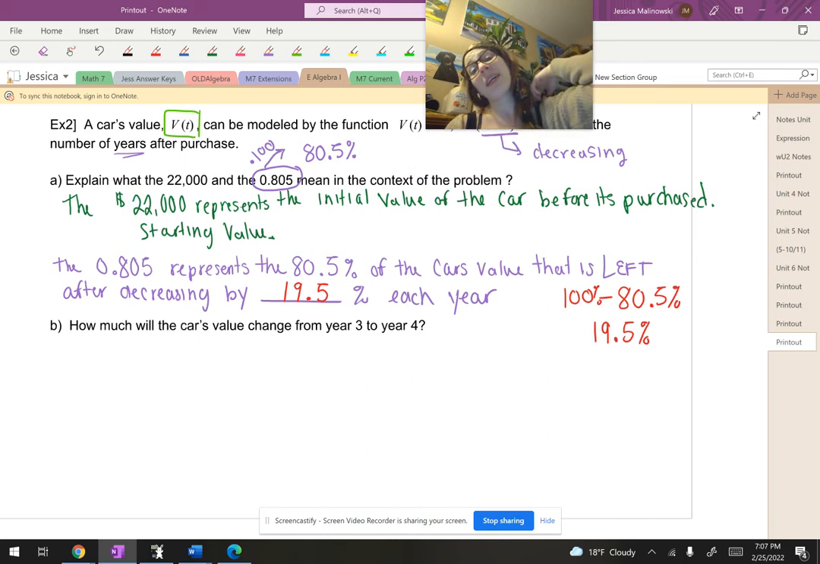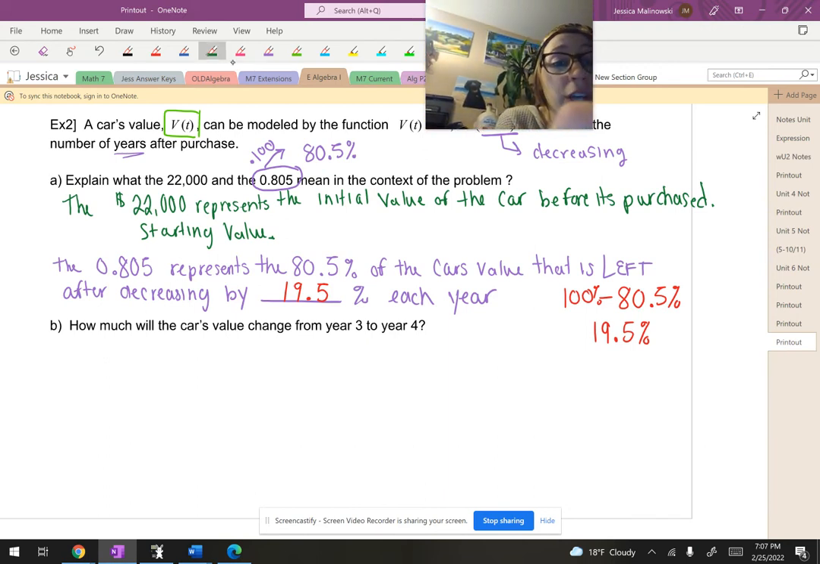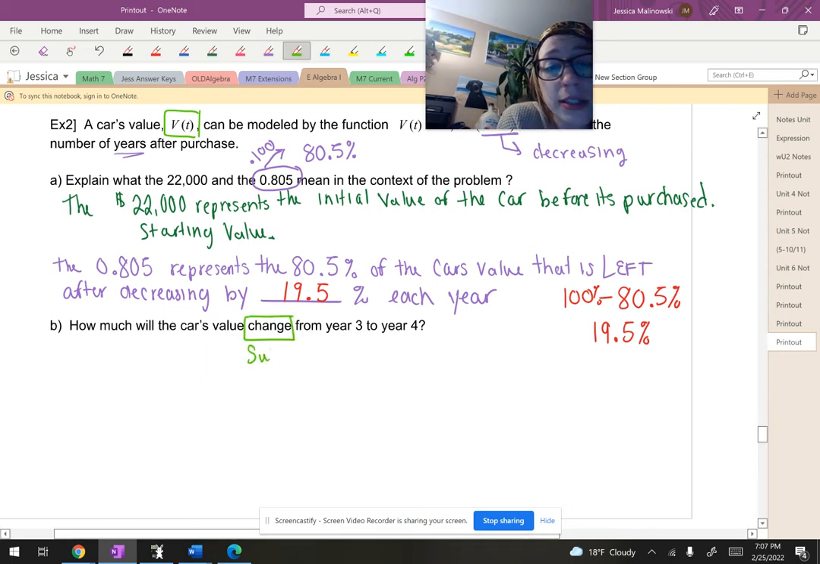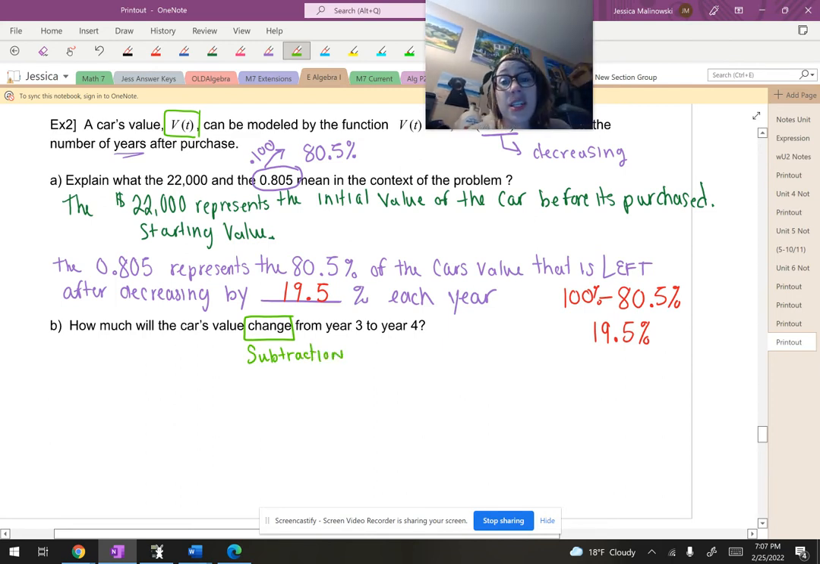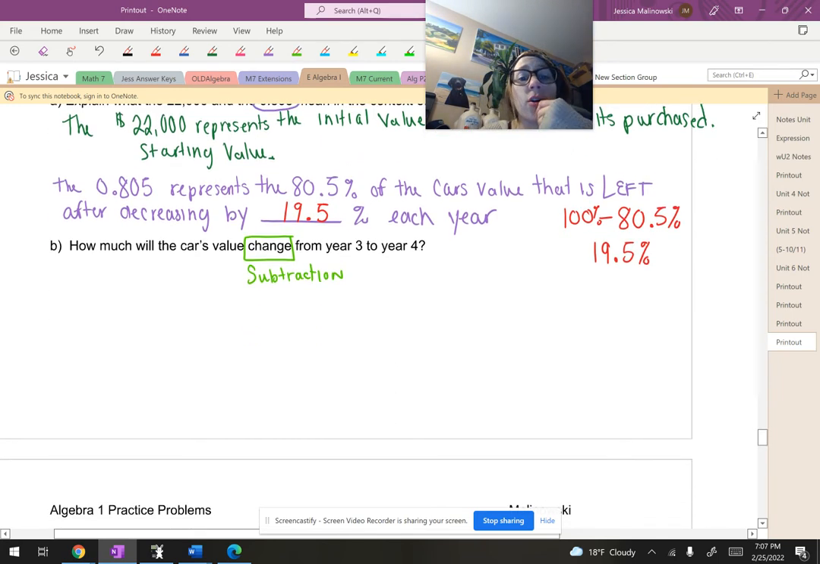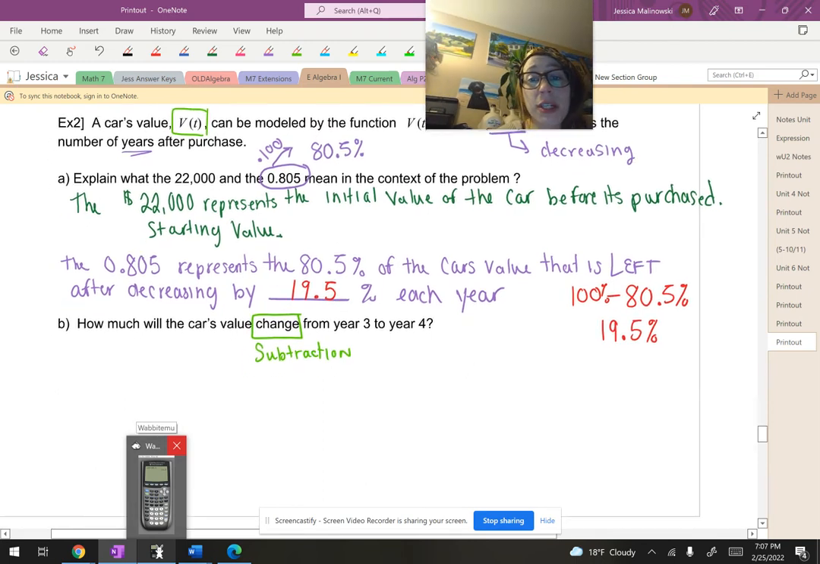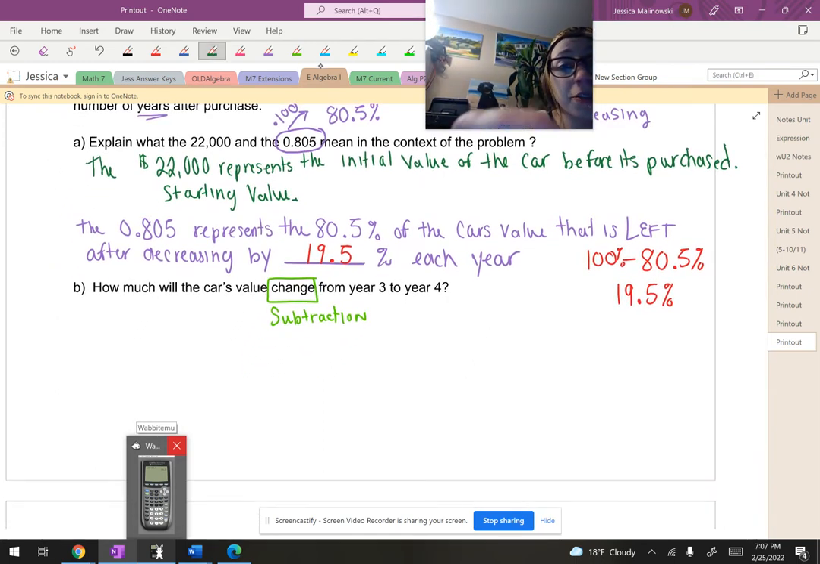All right, and part B, it might seem very similar to the part B in the other one, but it's not. How much will the car's value change from year 3 to year 4? Remember, when they ask you to find the change in something, change just means subtraction. It's not asking for change in y over change in x because it didn't ask for average rate of change. It just wants to know how the value will change from year 3 to year 4. So first we need to find out how much it is in year 3, and then we can find year 4.